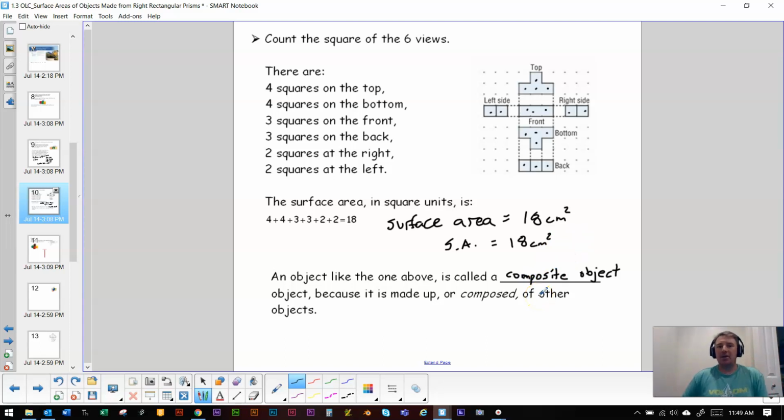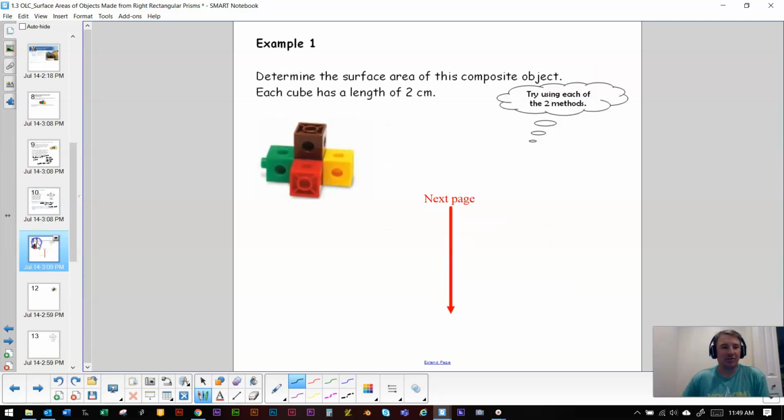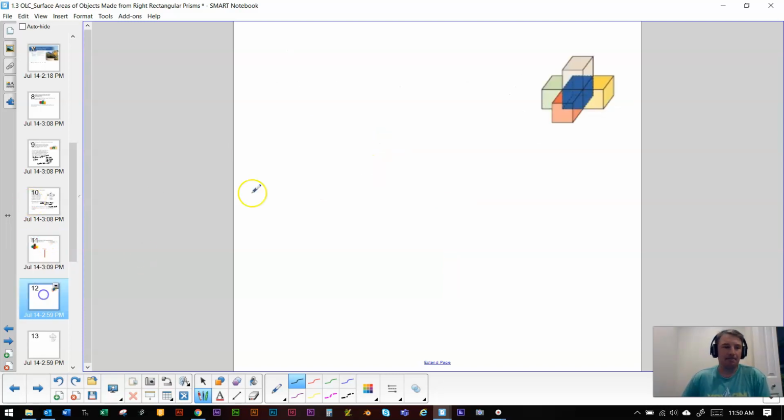Okay, it's a composite object, and the more objects that are jammed together, typically the more difficult it is for us to find out how much surface area there is. Now determine the surface area of this composite object. Obviously it's lots of these little blocks put together, so let's use both of those methods and see what we get. This is the object represented so that we can see inside. Let's look at how many overlapping spaces we have.